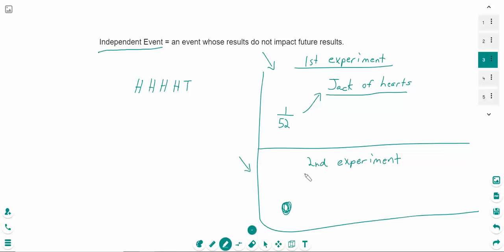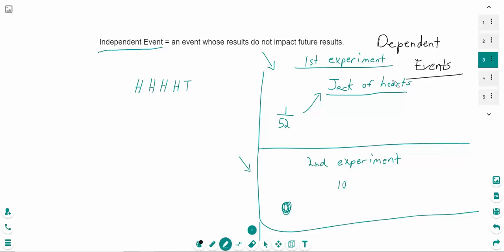So if in the second one I pulled out the 10 of diamonds, that would mean that if I had a third experiment, my first and second experiments would both influence my third experiment, because now it's not going to be possible to pull out a 10 of diamonds. So these would be examples of dependent events.